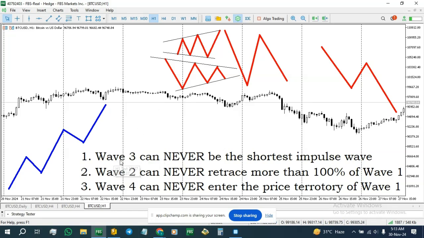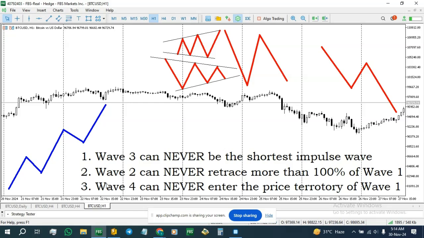The other guideline is wave 3 can never be the shortest impulse wave. Like we have on the left here, you have a 5-wave impulse structure. Wave 3, this wave, can never be the shortest. Now, another guideline says wave 2 can never retrace more than 100% of wave 1. So in this instance, wave 2 cannot retrace more than 100% of wave 1.